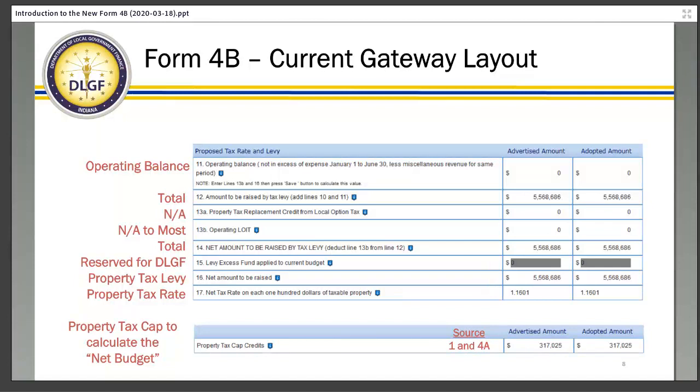All right. The last line on the page is the property tax caps credits. This is information reported on the Form 1 and then summarized on the Form 4A. This is where units report to the department their estimated property tax cap hit: what amount of levy they are not going to collect during the course of the year due to property tax cap losses. The amount is reported here, but is included through the calculation on the sheet itself.